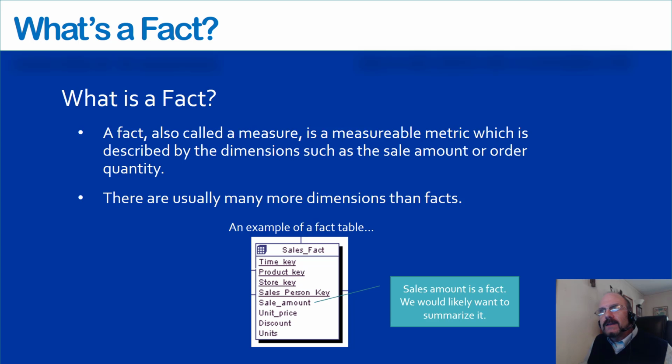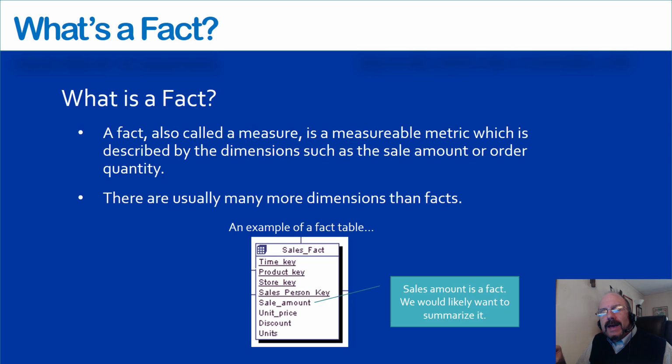So the next part is a fact. A fact is also called a measure, and it's actually better called a measure to avoid confusion. It's a measurable metric. It's a number that is described by dimensions, such as a sale amount. So if you think about it, if somebody bought something for $50, the $50 is the fact. Anything describing that sale, where was the sale, who bought the product, what did they use to charge the product, did they pay cash, all those details, those are dimensions.